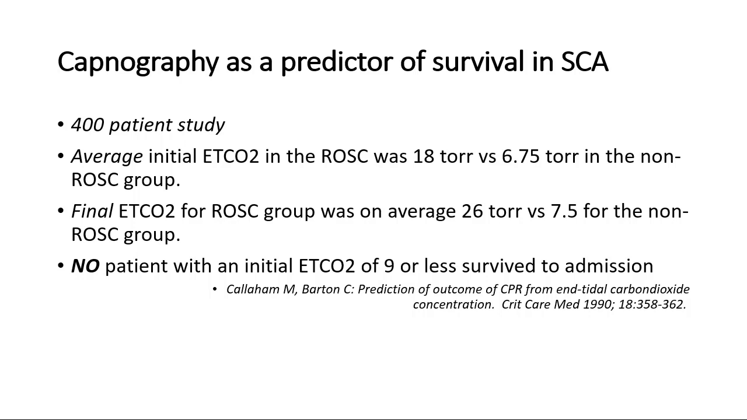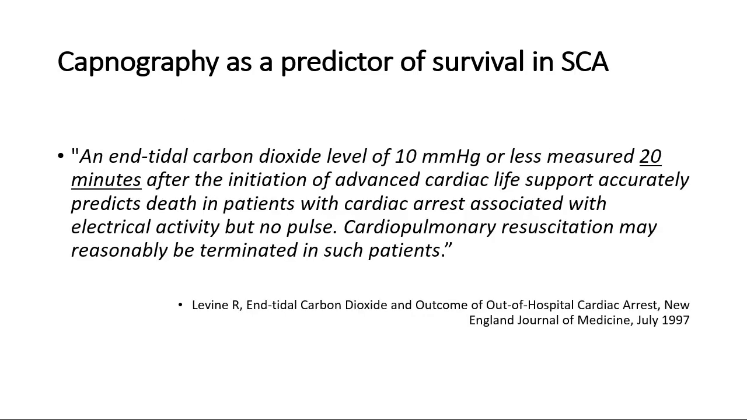Now, what does that mean? Well, another study followed this up and found similar results. This was done in 1997. So we've had at least two, actually multiple studies that looked at this: if you have an end-tidal CO2 of less than 10 millimeters of mercury after your interventions, after 20 minutes, it's a predictor of death and mortality, even if they have electrical activity such as PEA or VFib. And it says cardiopulmonary resuscitation may be terminated in those patients.